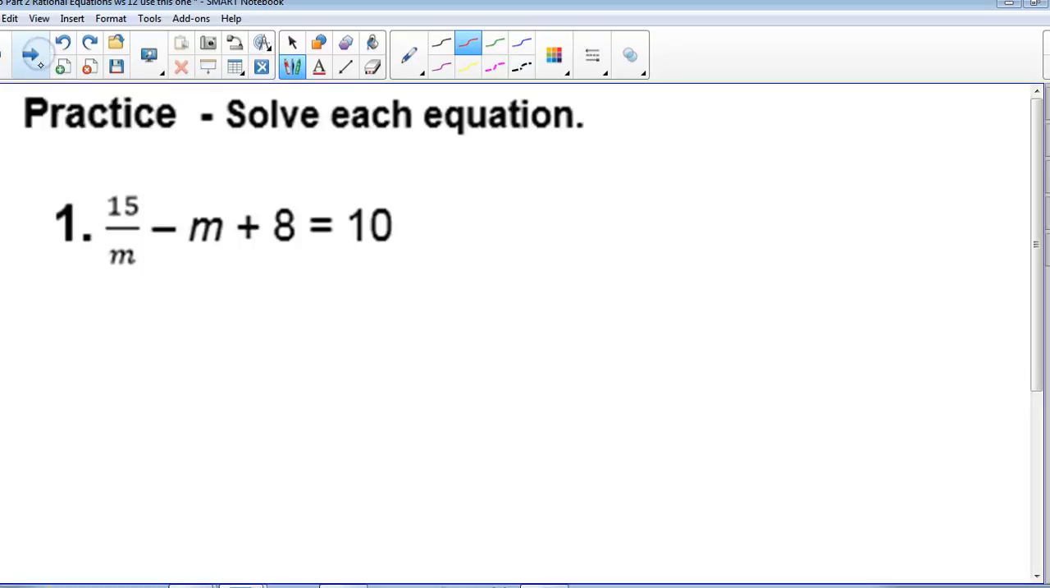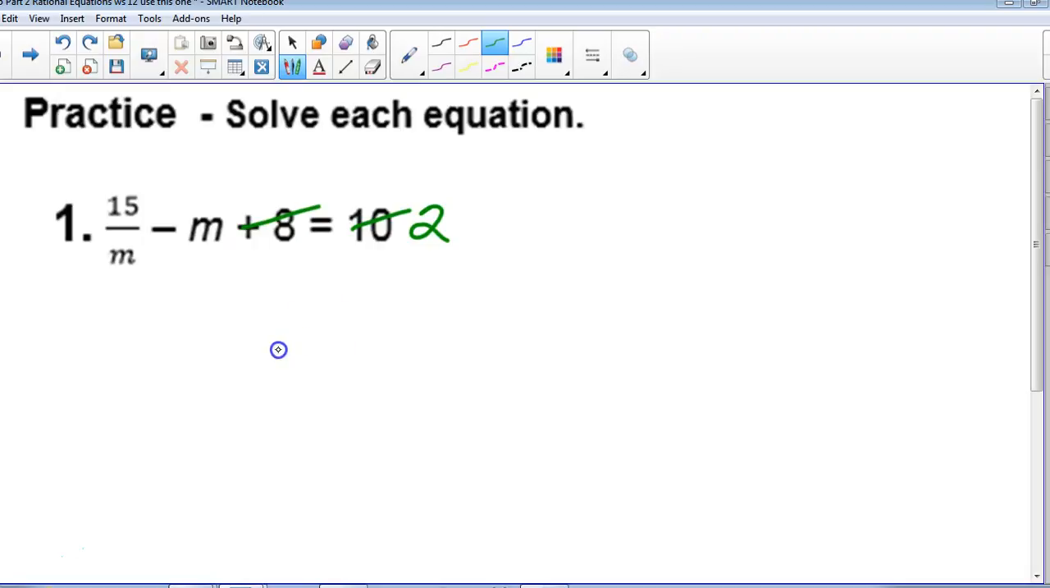All right, easy one. What do you want to do first? Actually, there's a couple things we could do first. You want to multiply through by the common denominator, or you want to move this something? It doesn't matter. Move the 8 first. That's what I did too.